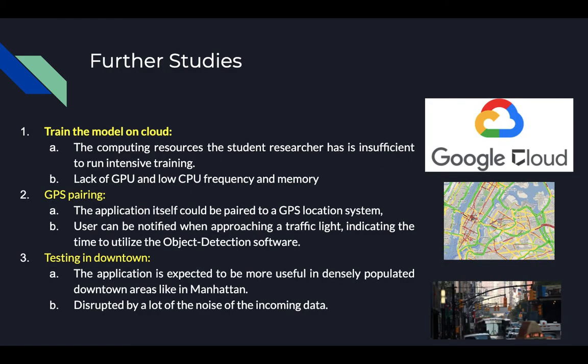For future studies, the model can be trained on the cloud, and that way, by leveraging the GPU offered by Google Cloud, there could be more computing power. However, Google Cloud does not offer GPU in the free trial, so there might need to be some fundraising there. And then GPS pairing would allow the app to be notified when close to a traffic light stop, and that could further its ability to be a real life solution. And there can also be more testing downtown in densely populated areas, which will create more noise for the model to adapt against, and this will improve the model even more.